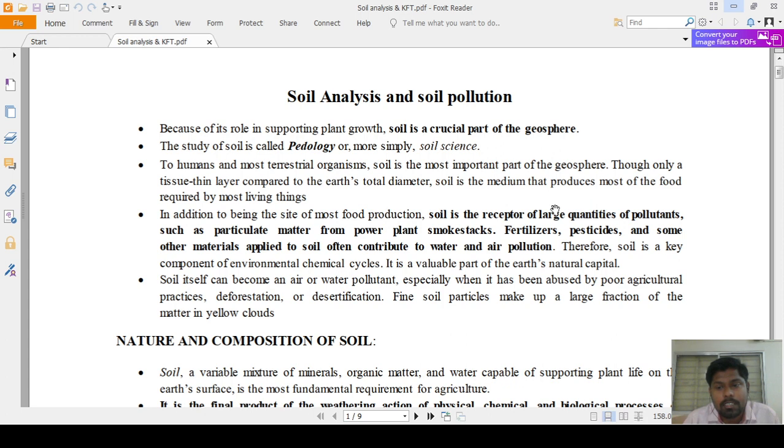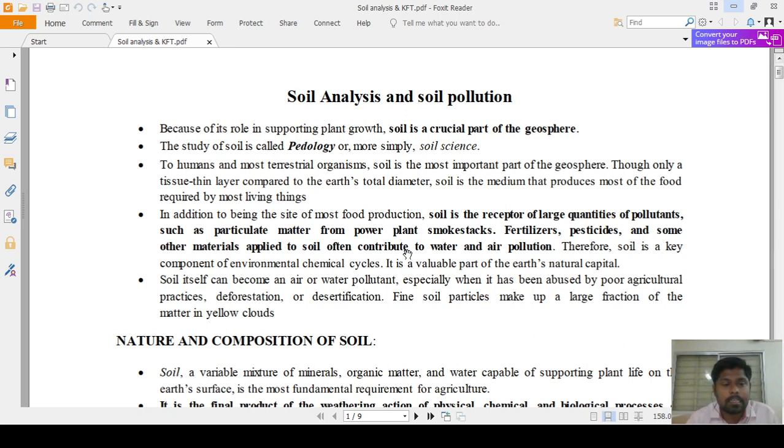Soil is also the receptor of large quantities of pollutants. For example, particulate matter from power plant smoke stacks, fertilizers, pesticides and some other materials applied to soil often contribute to water and air pollution. That means soil is not only a part of food production, but sometimes soil also becomes a part of pollution. Soil is a part of water pollution, and sometimes the dust particles from soil produce air pollution also.